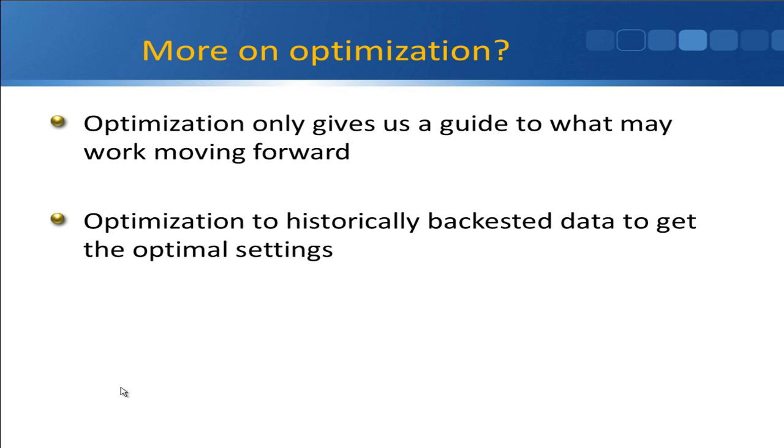So, more on optimization. Optimization only gives you a guide to what may work moving forward, and it's optimization to historically backtested data to get the optimal settings. So we've covered that. It's giving us the historical best settings, but in no way do we rely on that as a guarantee that we're going to make money in the future. We've still got a lot of work to do as system traders moving forward.